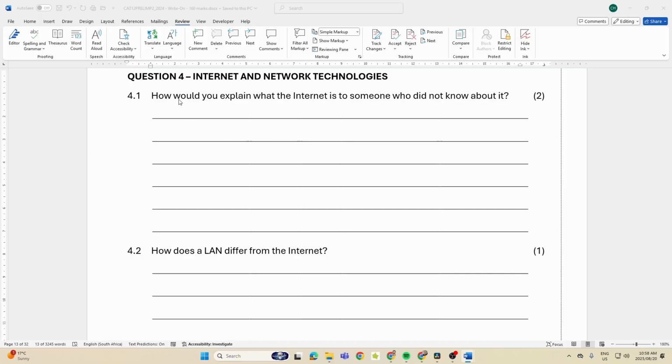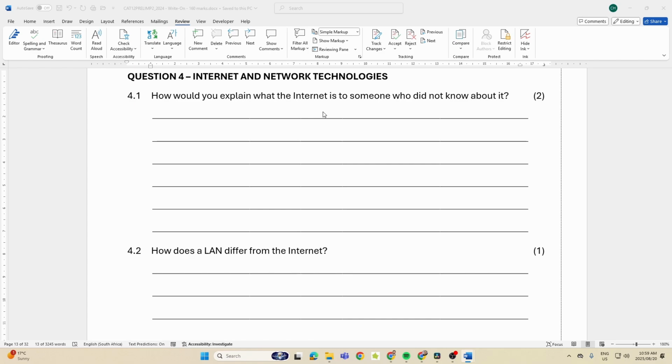So yeah, starting again from question 4, how would you explain what the internet is? Now, we've already defined what a network is, and the internet is simply a massive network of computers all around the world that are connected together. For 2 marks, they'll give you that as 1 mark. The next mark will be, what was our definition of a network? 2 or more computing devices connected through some sort of media for the purpose of sharing information.